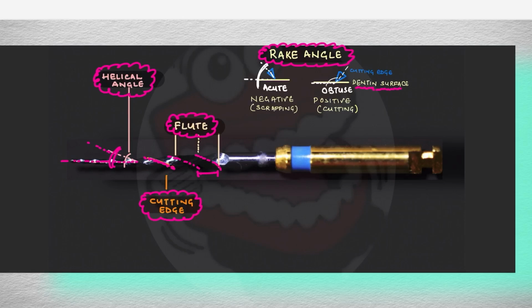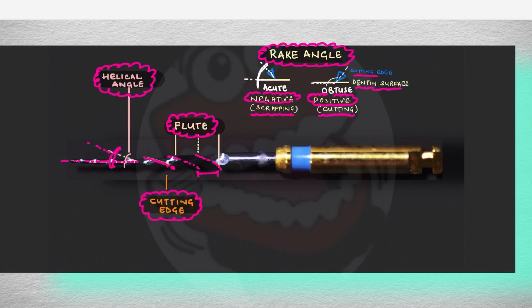Okay, so this cutting edge makes an angle with the dentine surface. If that angle is acute, that is lesser than 90 degrees, then it is referred to as the negative rake angle, and this negative rake angle leads to the scraping action. While if this cutting edge makes an obtuse angle, greater than 90 degrees, with the dentine surface, then that angle is referred to as the positive rake angle, and this positive rake angle leads to the cutting efficiency of the file, or the cutting tendency of the file.